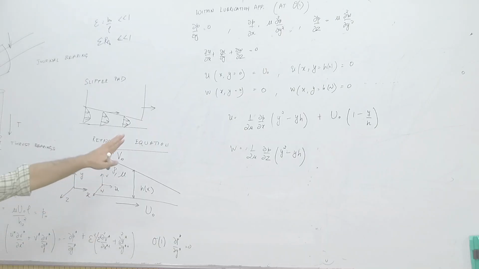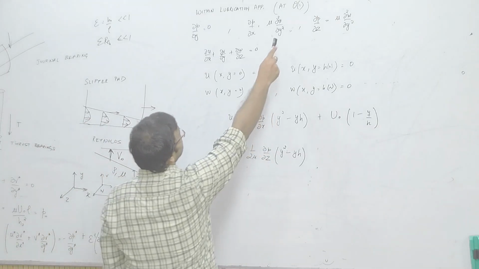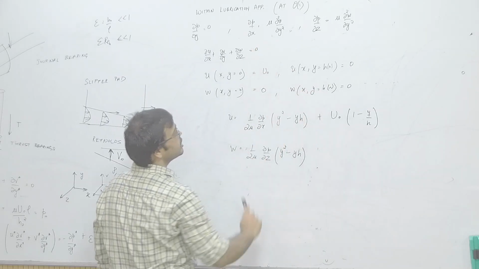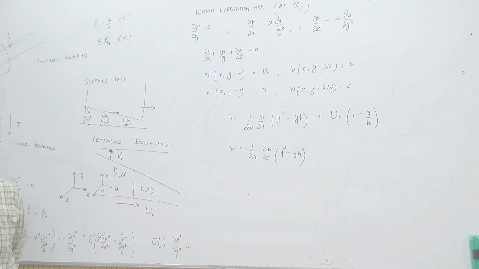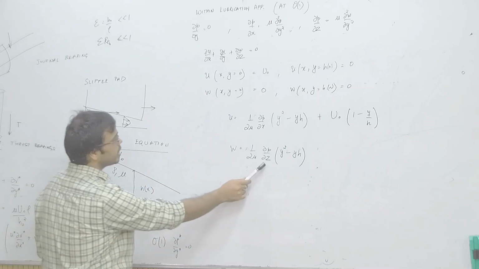Is everyone okay with this solution? If you have questions, please ask. You can just integrate this, have the two constants, and use these boundary conditions to solve for those two constants. It is very straightforward. Same thing here.